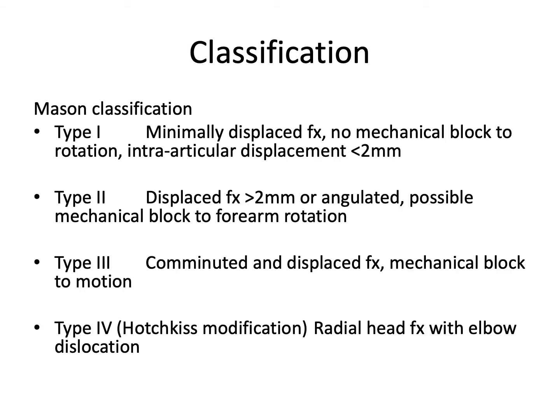The Mason classification is the most commonly used classification. Type 1 shows a minimally displaced fracture with no mechanical block. Type 2, a displaced fracture with a possible mechanical block. Type 3 is a comminuted and displaced fracture. And type 4 is a radial head fracture with elbow dislocation.